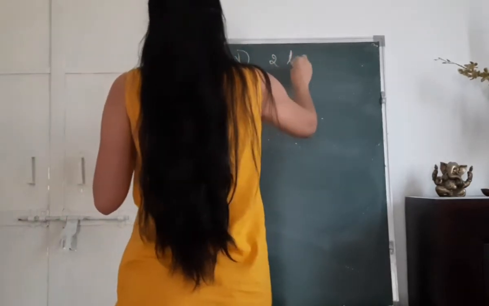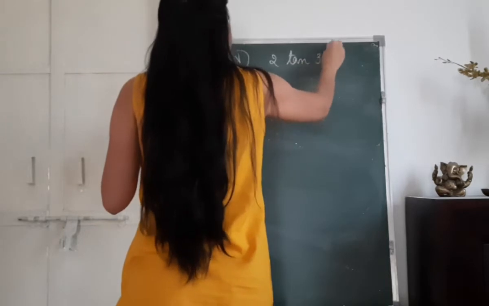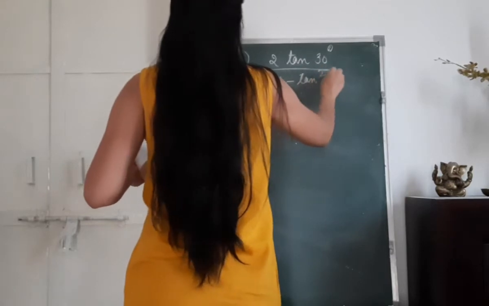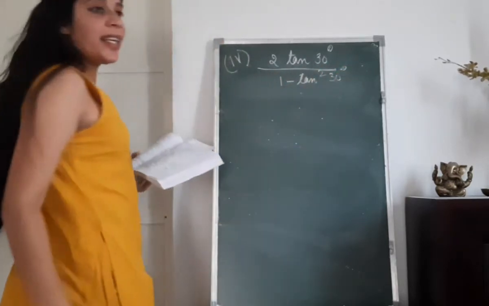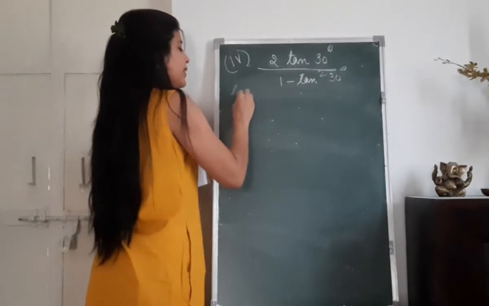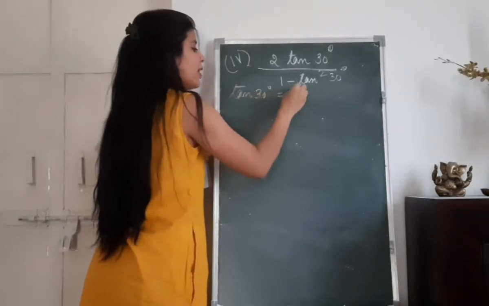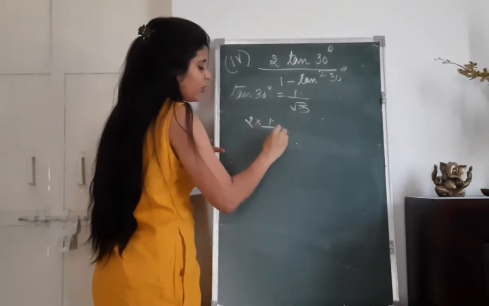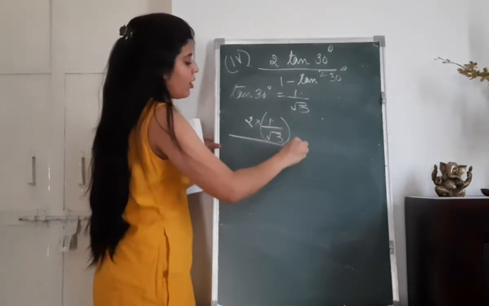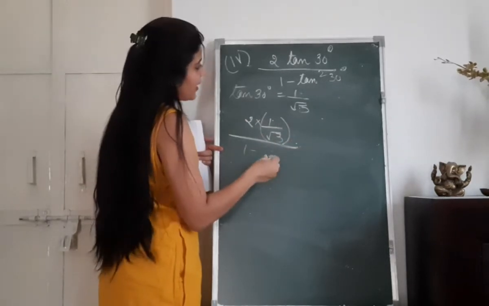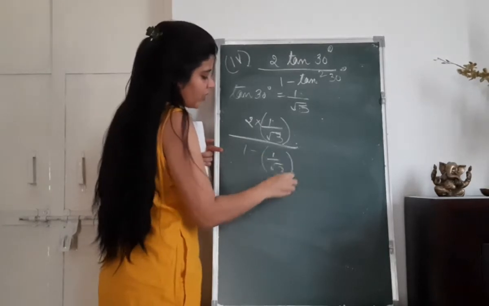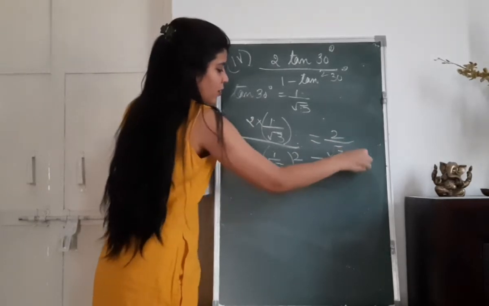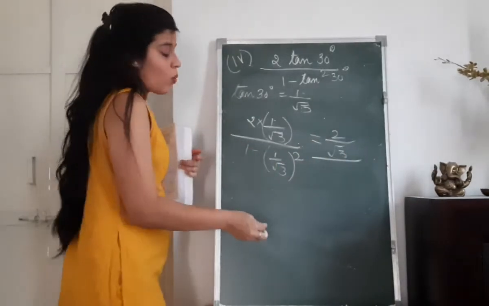That is 2 tan of 30 degree upon 1 minus tan square 30 degree. Again, tan of 30 degree is equal to 1 by root 3, right? Let's keep these values here. 2 into 1 upon root 3 upon 1 minus 1 upon root 3 whole square, that is equal to 2 upon root 3 upon 1 minus 1 by 3.